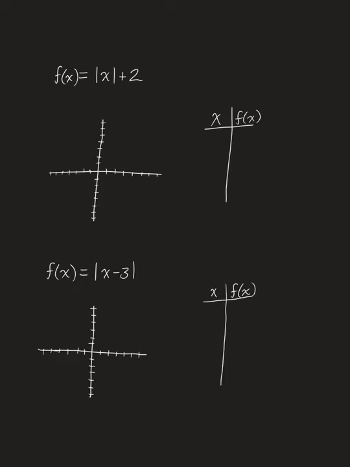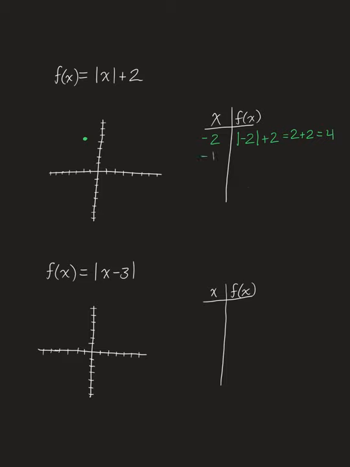So if you look at this first one, f of x is equal to the absolute value of x plus 2. We can plug in some random values in for x and see what we get out for y. So let's say I'm going to plug in -2. So that would mean that I have the absolute value of -2 plus 2, which the absolute value of -2 is 2, so I get 4. So I have a coordinate point at -2, 4, which is right about there.